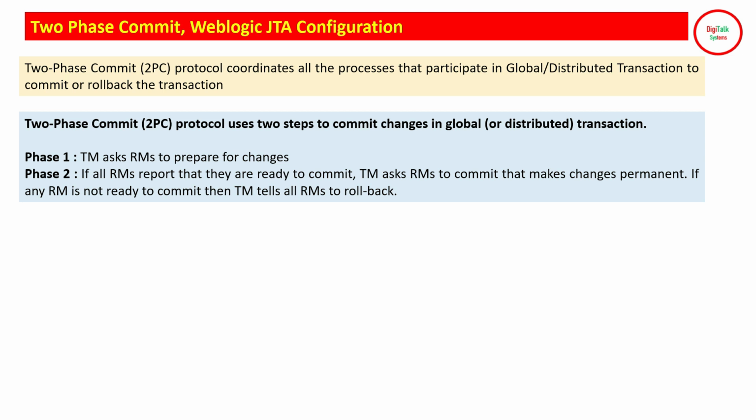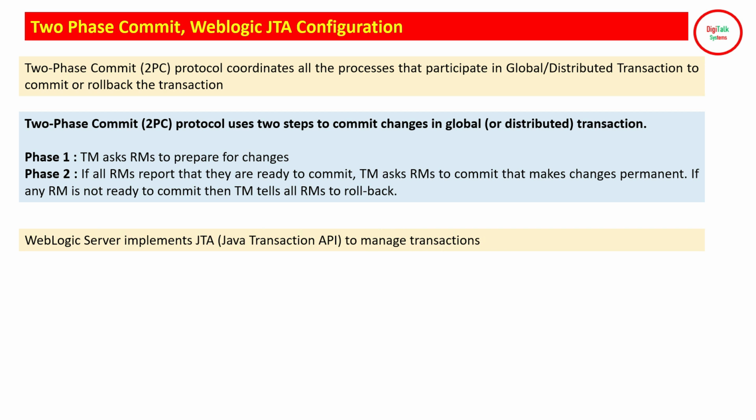And in the second phase, the resource managers report that they are ready to commit. The transaction manager asks the resource managers to commit, which makes the changes permanent. So in the second phase, all of the resource managers will respond that okay, we are ready for the changes. Once phase one is completed and you have received the successful response, that means your transaction manager has received the successful response from all of the backend resource managers. Then it asks the resource managers, okay, go for the commit. If it does not receive the response from any one of the resource managers in phase one, then it will ask all of the resource managers to roll back the changes. Okay, so this is called the two-phase commit.